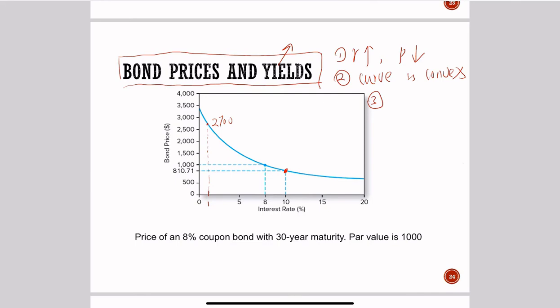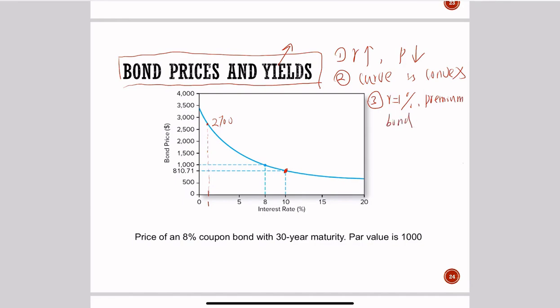the bond price could actually be higher than the par value or lower than the par value. So basically, if interest rate is 1%, then the bond price is larger compared with par value. So in this case, this is a premium bond.